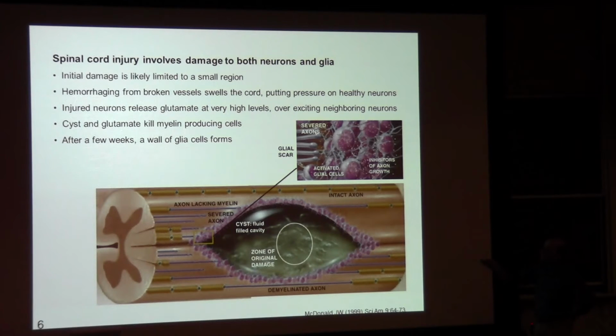The second thing that happens is that those neurons that were injured here release glutamate. Glutamate is what kind of neurotransmitter is it?